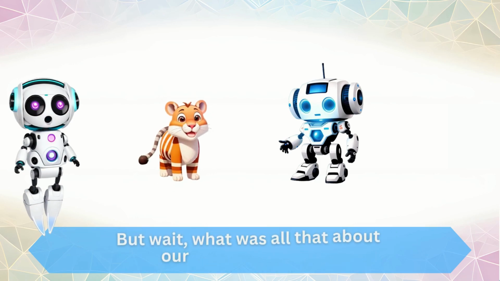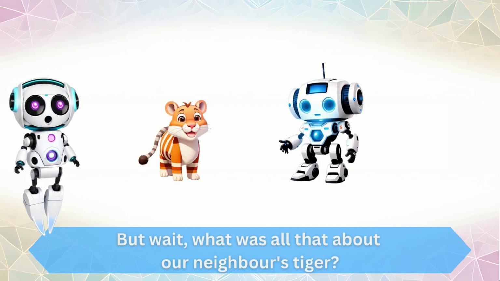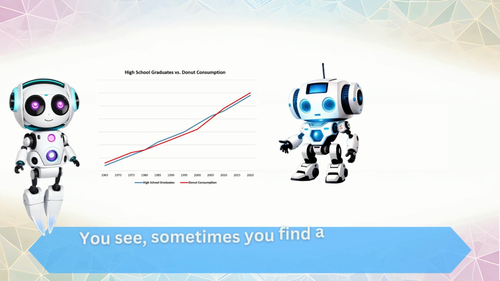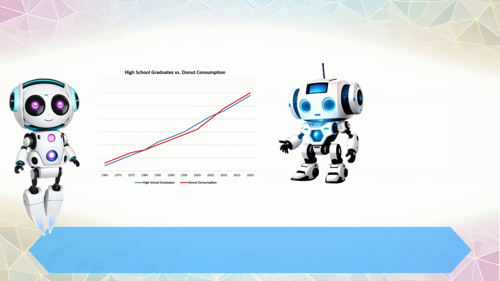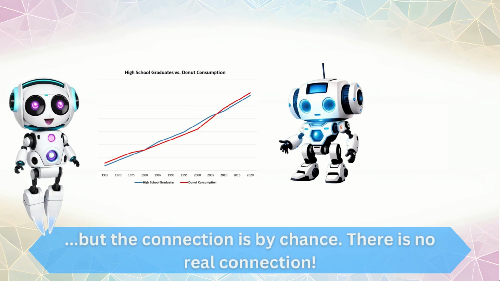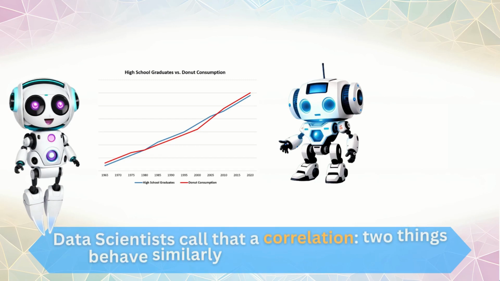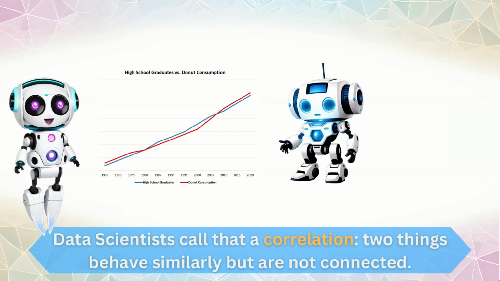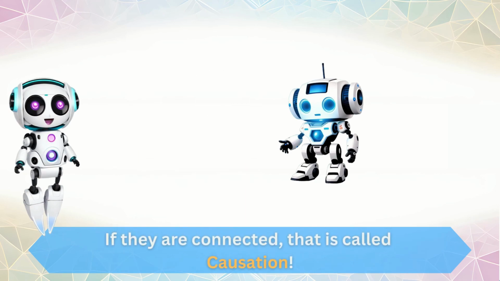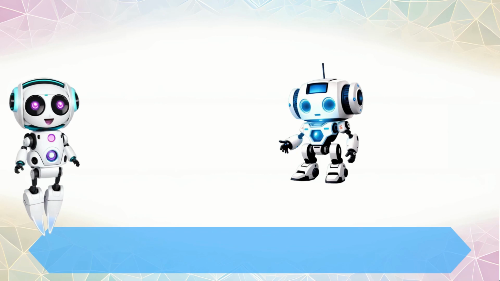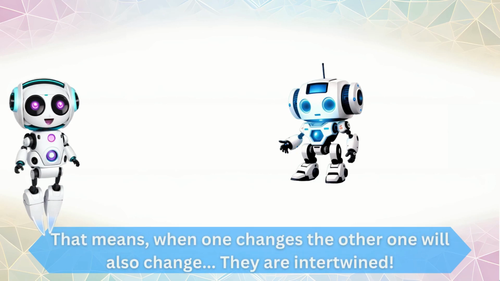But wait, what was all that about our neighbor's tiger? You see, sometimes you find a connection between two things. But the connection is by chance. There's no real connection. Data scientists call that a correlation. Two things behave similarly but are not connected. If they are connected, that is called causation. That means when one changes, the other one will also change. They are intertwined.